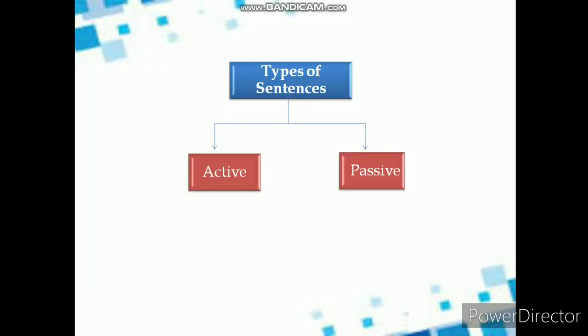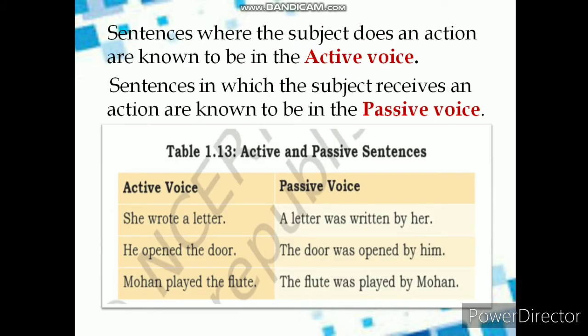Now we will learn the types of sentences. Sentences where the subject does an action are known to be in the active voice, whereas sentences in which the subject receives an action are known to be in the passive voice. Let's study some of the examples. Active voice, she wrote a letter. Passive voice, a letter was written by her.